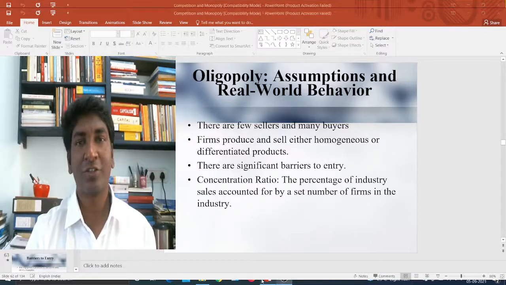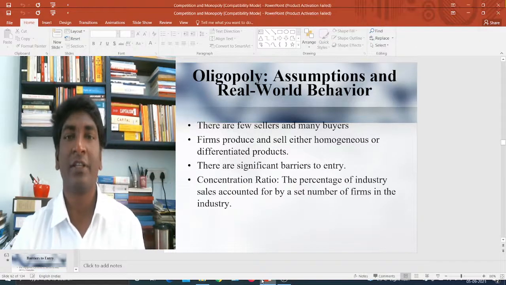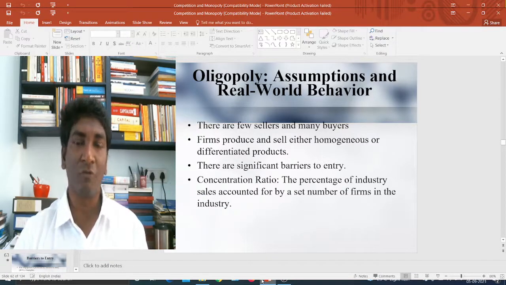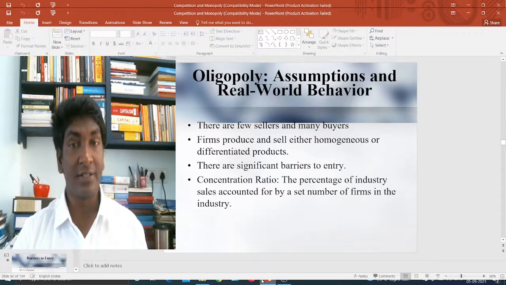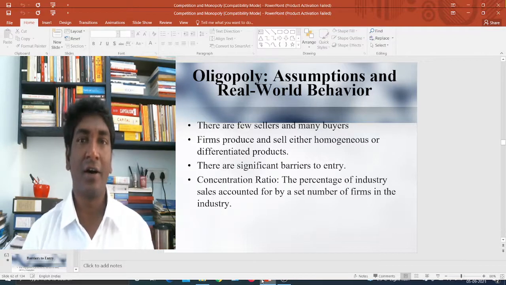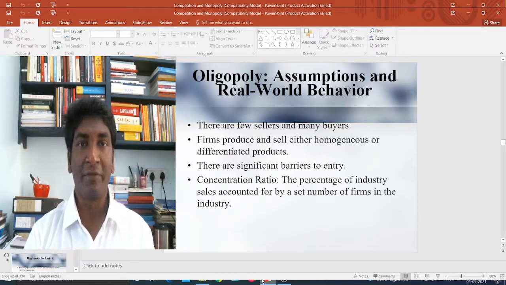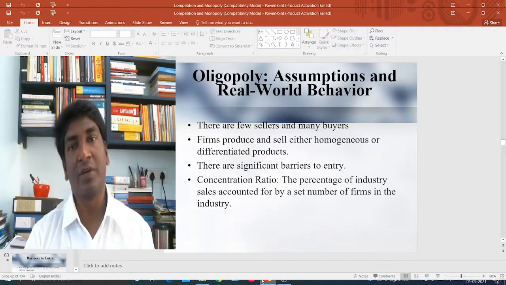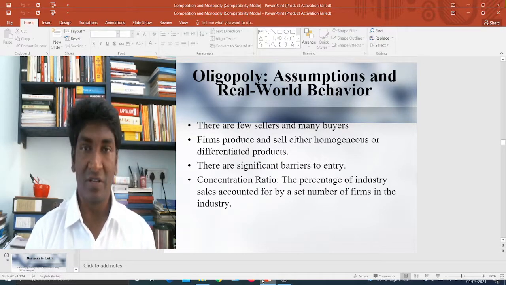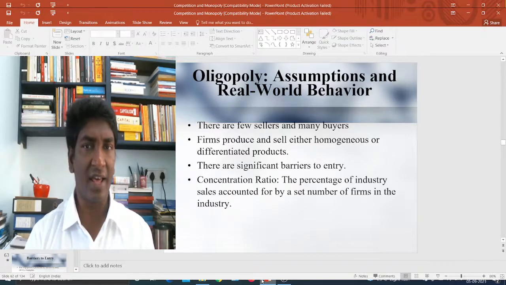Good morning. Today we are going to have the lecture on oligopoly, assumptions and real world behavior, which is actually the continuation of what we have discussed in the early lectures, especially on market conditions. We had already covered the perfect competitive environment, then monopoly, then different variations of monopoly, and in the last lecture we discussed monopolistic competition and critical analysis.